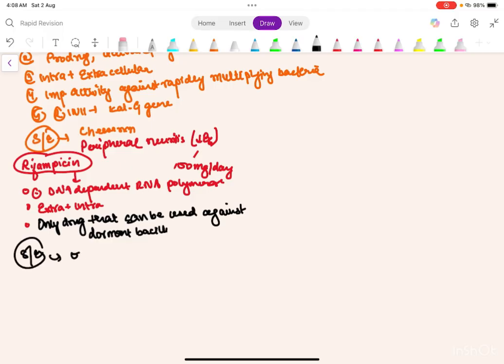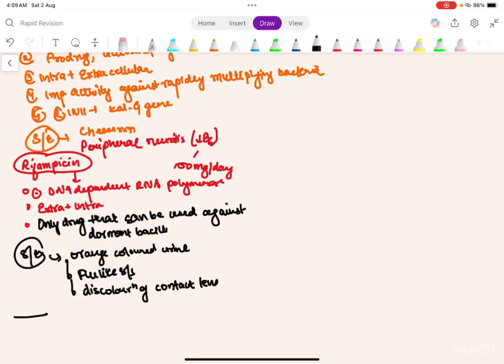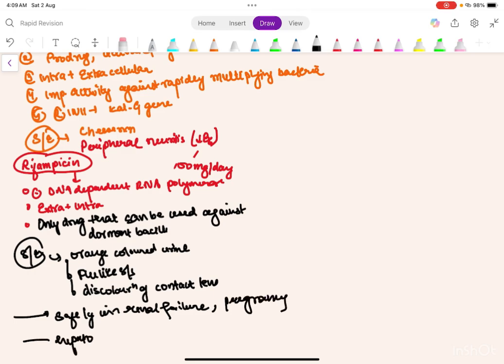Now you have to know the side effects. It causes orange colored urine, flu-like symptoms, and orange discoloration of contact lenses. It can be given safely in renal failure, and in pregnancy. However, it is hepatotoxic, so you have to remember this point.